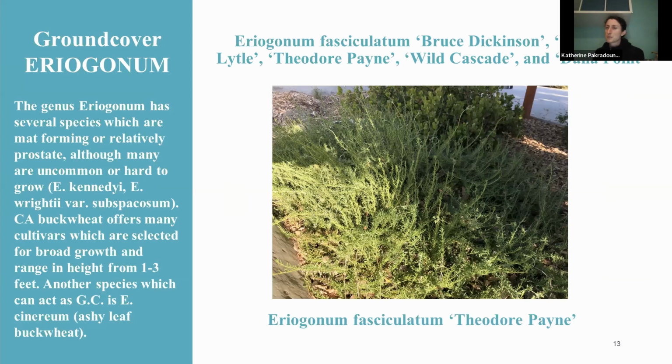So buckwheats are those species of plants that attract tons of pollinators. So anytime somebody says, I want a butterfly garden, I want a bee garden, I want something that's going to help the pollinators, you definitely want to put buckwheats in there. So there are really flat ground cover options like the ones you see at the top, Bruce Dickinson, Theodore Payne is very flat. But Dana Point is more moundy, but very tight. And so these are just lots of different, like kind of more ground hugging options of buckwheats.